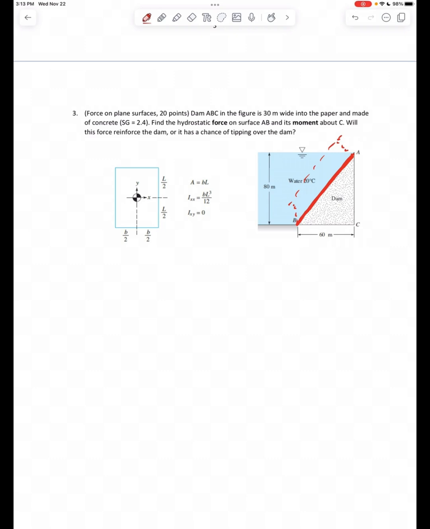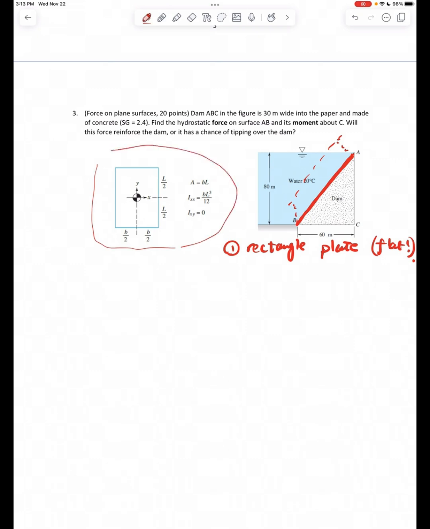Is it a triangular plate? No, this is a rectangle plate. It's a rectangle flat plate. If it's a flat plate, where should its centroid line be? We give it here, right? It should be at the middle of the plate. So the middle of your plate is here.